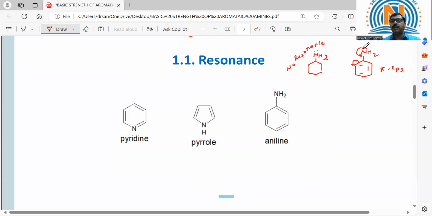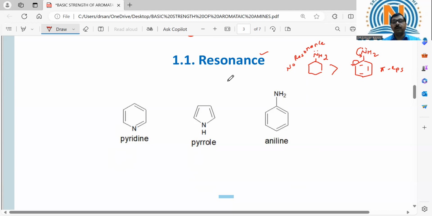And delocalization of this lone pair of electrons with a pi bond decreases the possibility of the protonation of aniline in comparison to this compound. That is why aniline is less basic than aminocyclohexane. So this is the order of their basic strength. That means if the lone pair of electrons takes part in the resonance, the basic strength of the compound decreases.